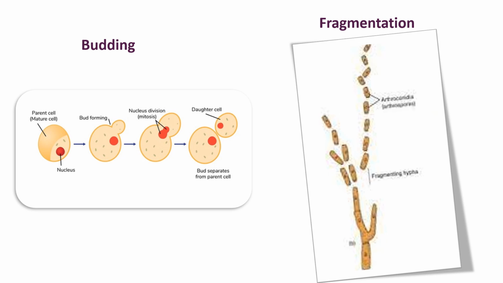And the next one is fragmentation. In fragmentation, a fungal mycelium separates into pieces. Then each piece grows into a separate mycelium. Then the mycelium will develop into a new daughter fungus.